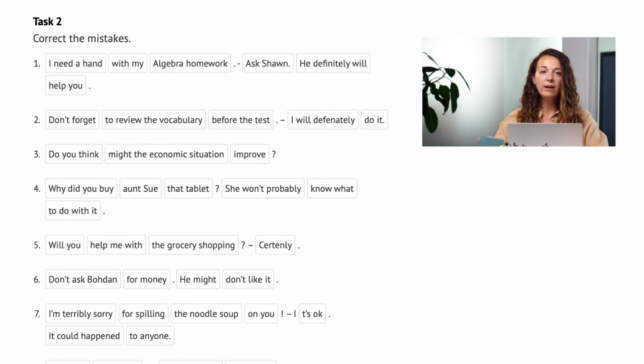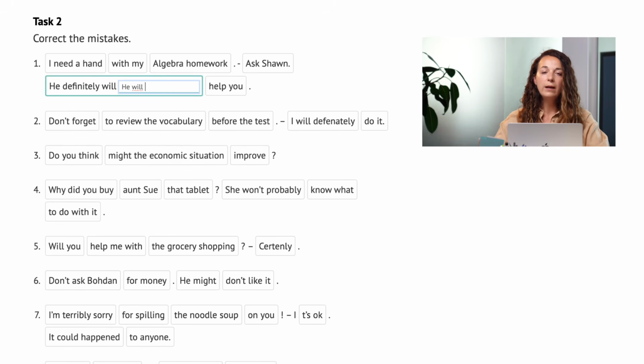In this task, we have 8 sentences with one mistake in each. The sentences are broken into segments, each one in a separate box. Find the segments with mistakes, click on them, and write the correct option in the box. You have 8 minutes for this task.